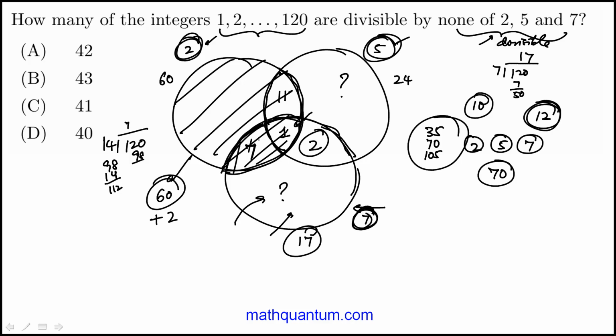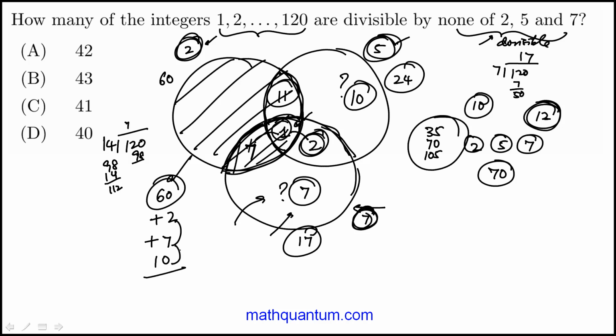So that total is 17. These 3 categories add up to 10, so that's 7. So I add 7 here. Same thing here, 11 plus 1, 12 plus 2 is 14. That total is 24, so that's 10. So I get another 10 here. So 9 plus 10, 19, and 60, that's 79.